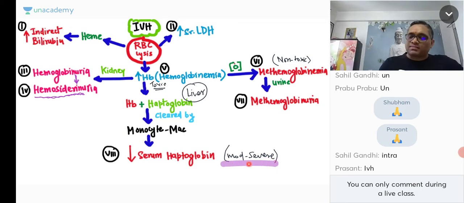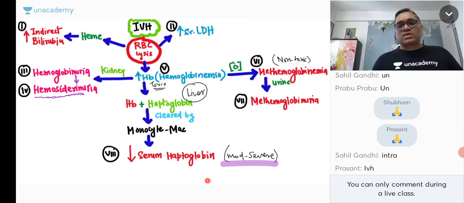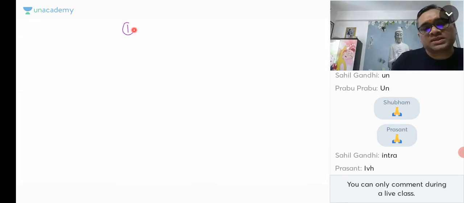Severe or moderate is here, milder in the extravascular. So now I understood intravascular and extravascular hemolysis. Fine. Now we will be moving on to the hemolytic anemias. We will describe hemolytic anemia one by one. So number one hemolytic anemia which I am going to discuss is hereditary spherocytosis.